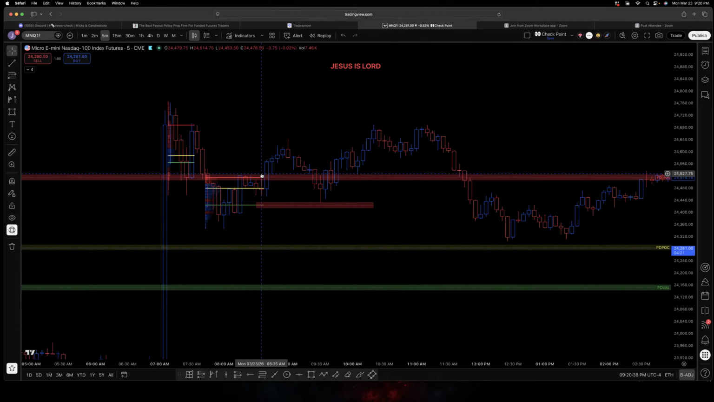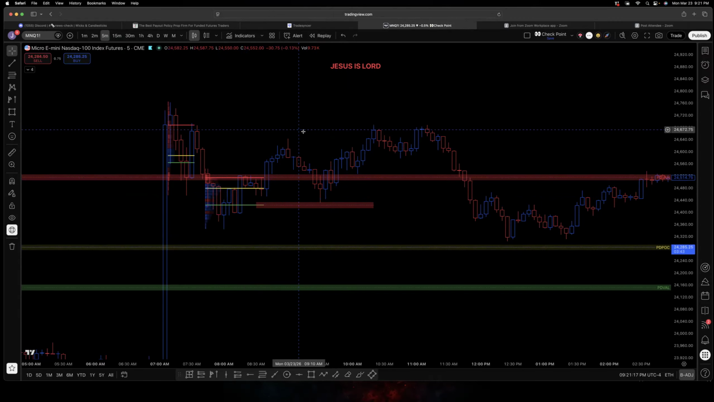And what we typically want to wait on is for price to travel to one of our balanced markets. And we're going to see if we're going to accept lower prices or reject lower prices, or accept higher prices or reject higher prices. So the market opened at 9:30. Price came down here to this balance area. It came to the value area low, which is here. It came right to the top of our box right here and it rejected lower prices. So lower prices was not accepted at market open.